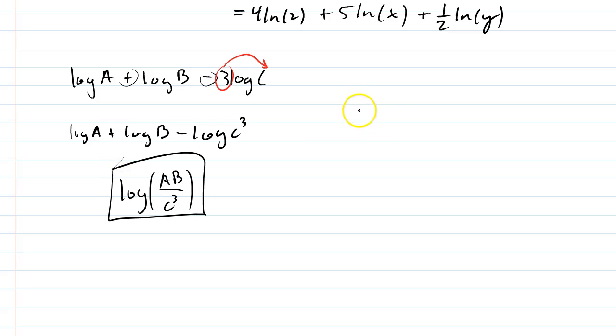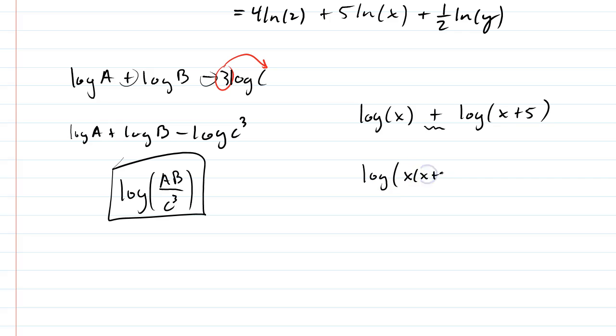One thing also to keep in mind, they might put expressions like this together. So because you're adding these two logs, you should be multiplying inside. Just keep in mind this is x times x plus 5. This x needs to be multiplied against the whole thing over here. So just make sure that you're putting parentheses around the x plus 5.